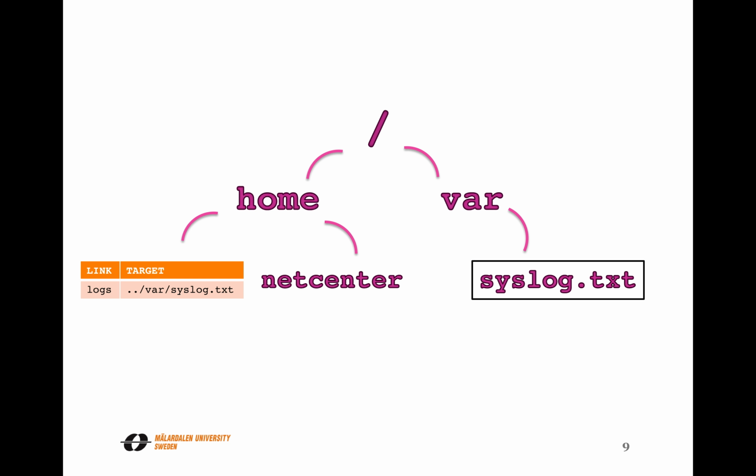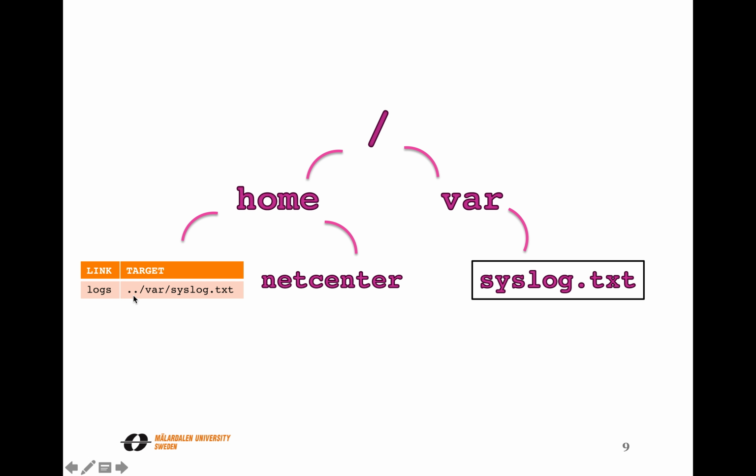Well, let's take this specific example. So this is a file structure. We first have the root folder. We have a home folder underneath the root folder, and a link named logs in our home folder. We have a text file named syslog.txt inside our var folder.